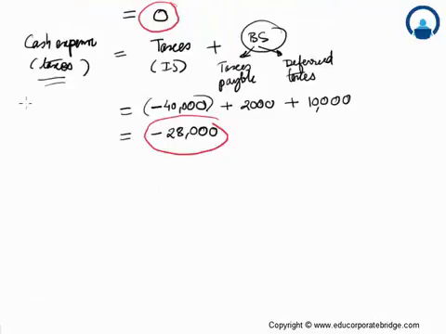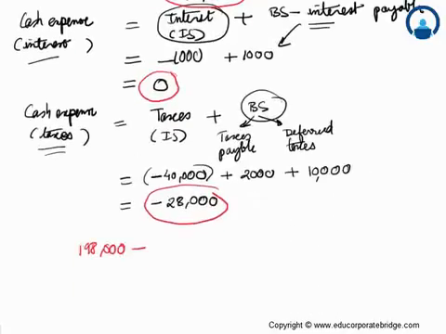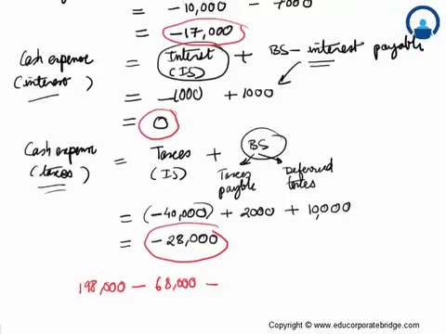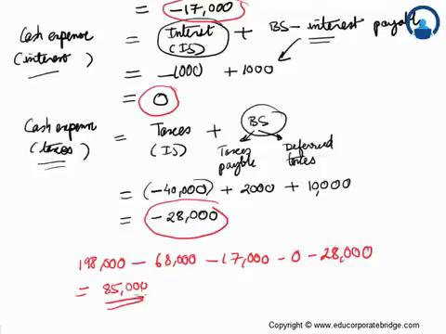So this would be 198,000 minus 68,000 minus another 17,000 minus 0 minus 28,000. So this comes out to be around 85,000, I guess. Yeah. So this should be 85,000.